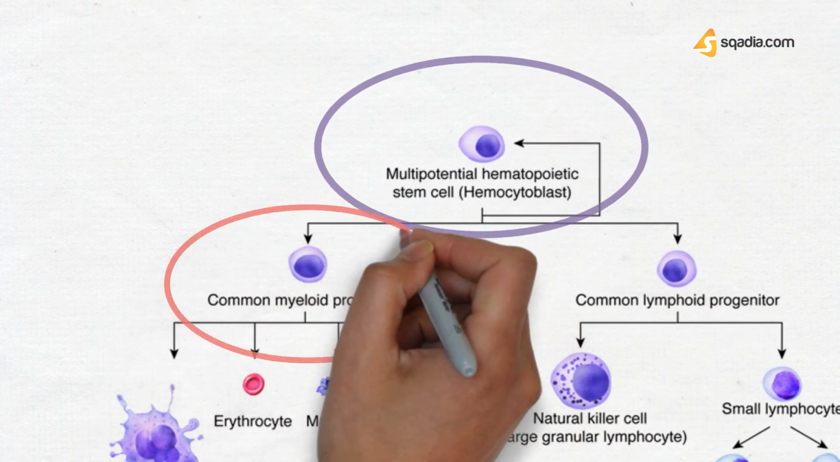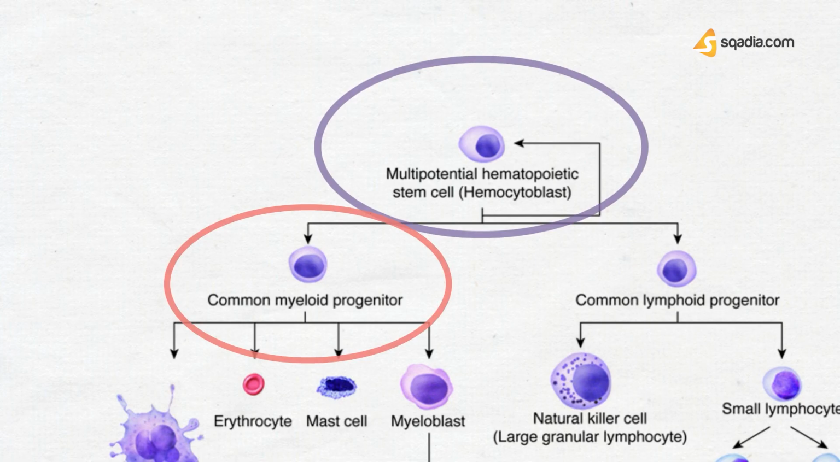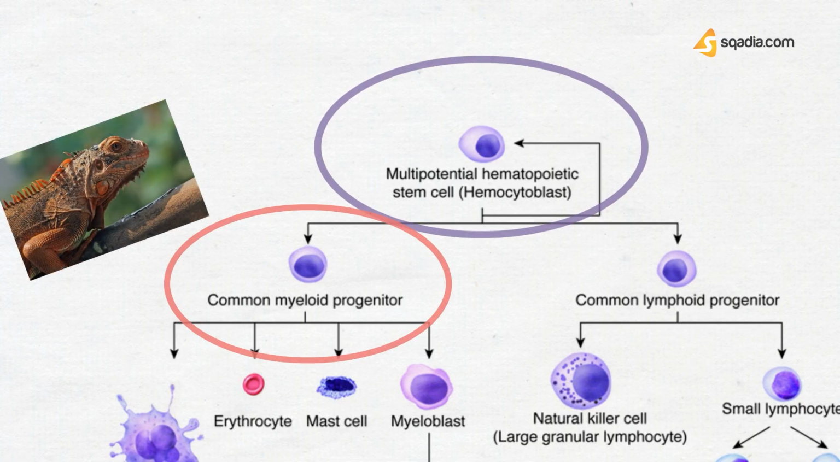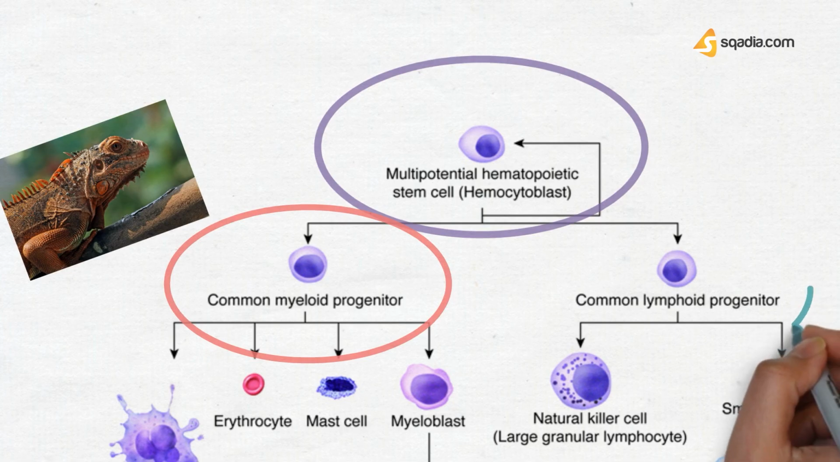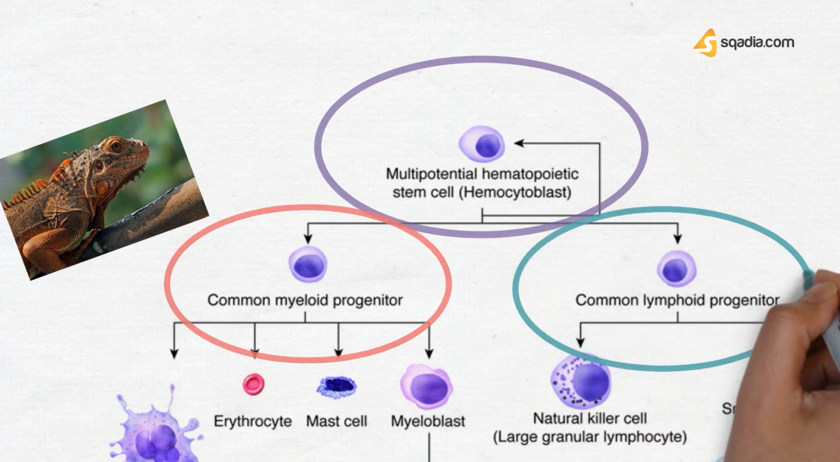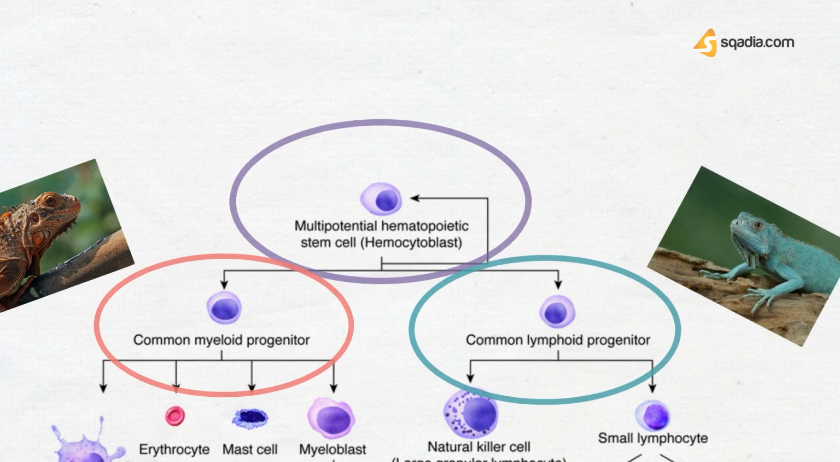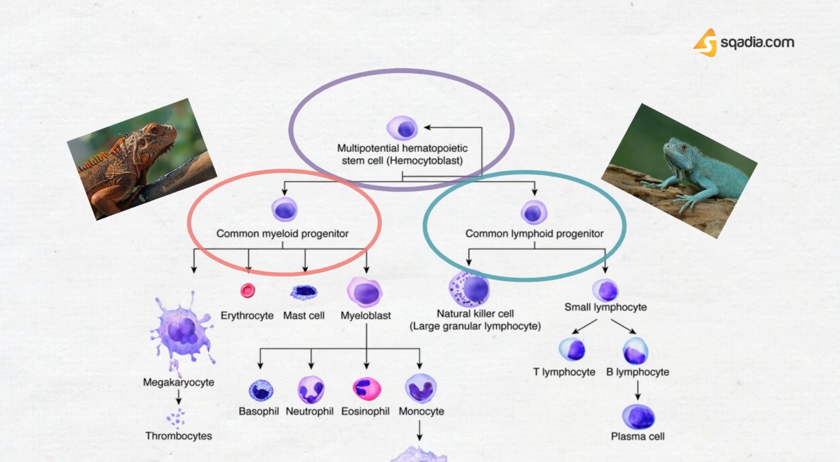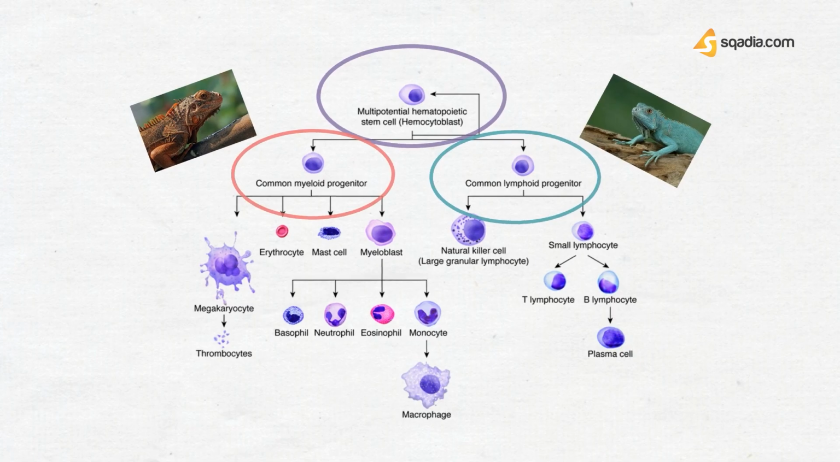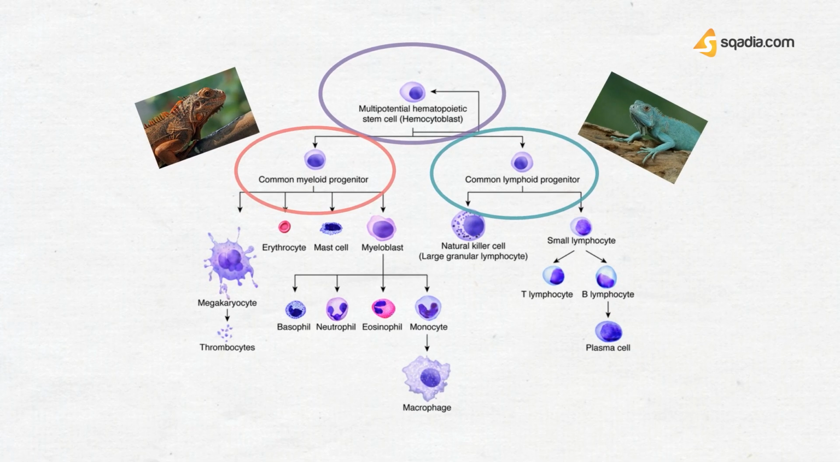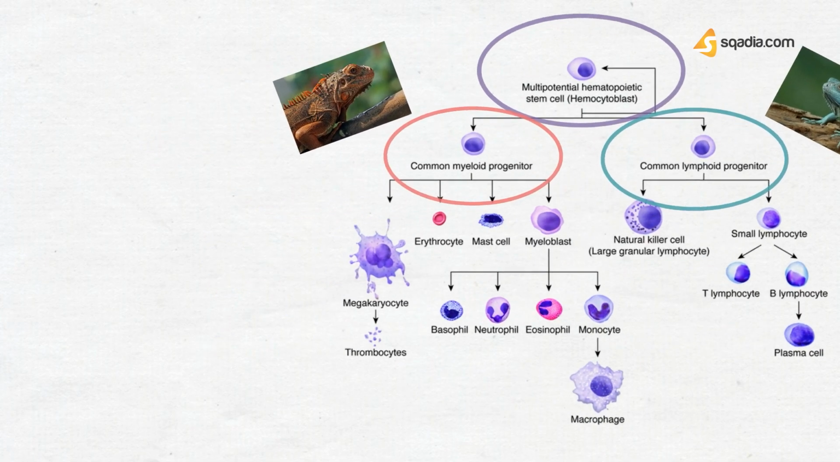So let's begin with the two big groups. The common myeloid progenitor, that will be the red lizard team, and the common lymphoid progenitor, that will be the blue lizard team. Let's start with the red team. Why do they make me think of red?